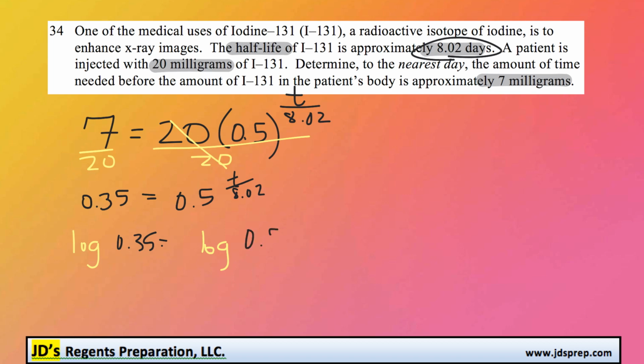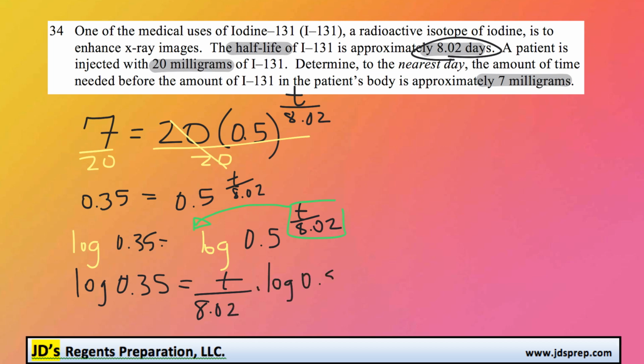And then we're going to use that trick where we're able to take this exponent and move it to the front of the log. So let's write that out. So log of 0.35 is going to equal T over 8.02 multiplied by log of 0.5. And so now we just have to do a little bit of manipulation to isolate T. So we can do that by multiplying 8.02.